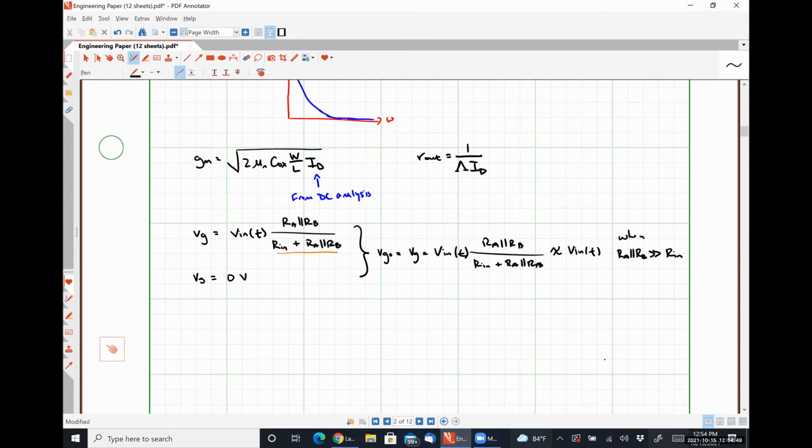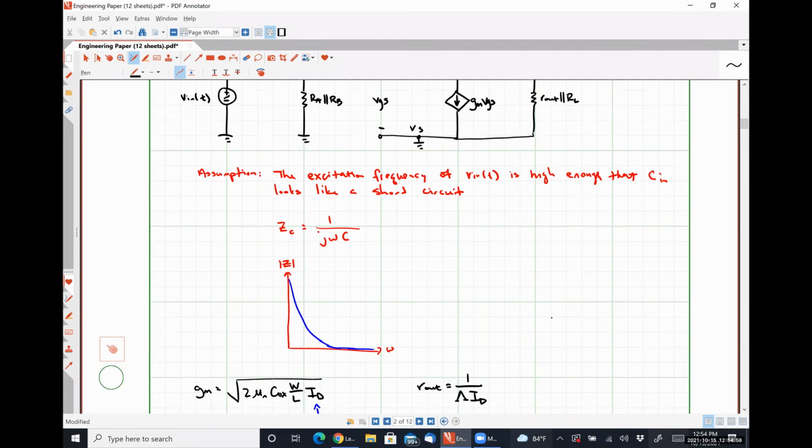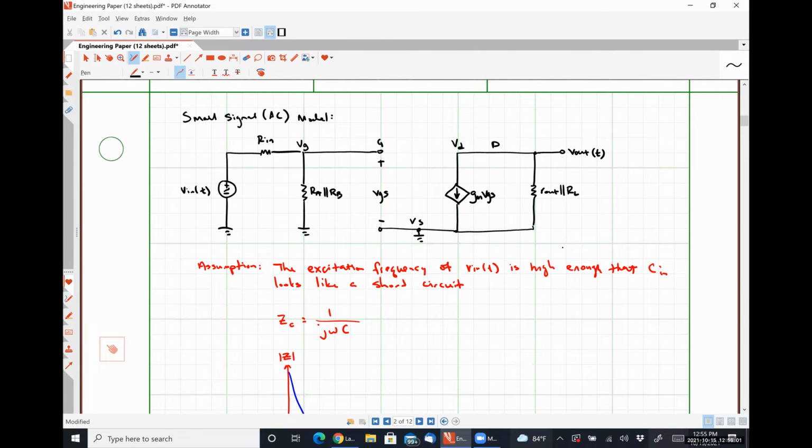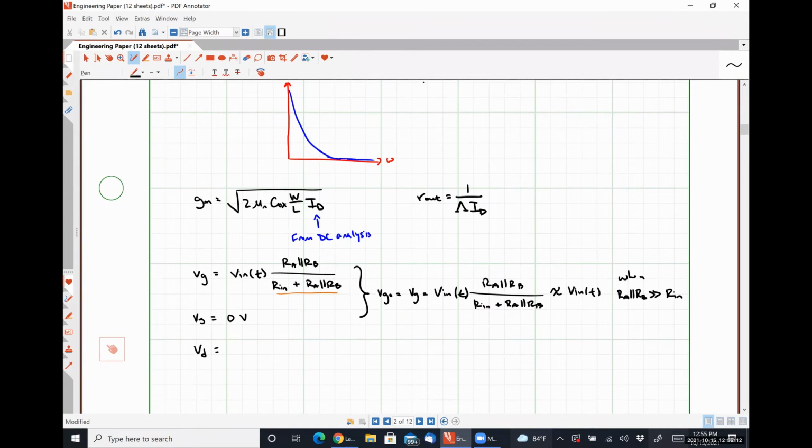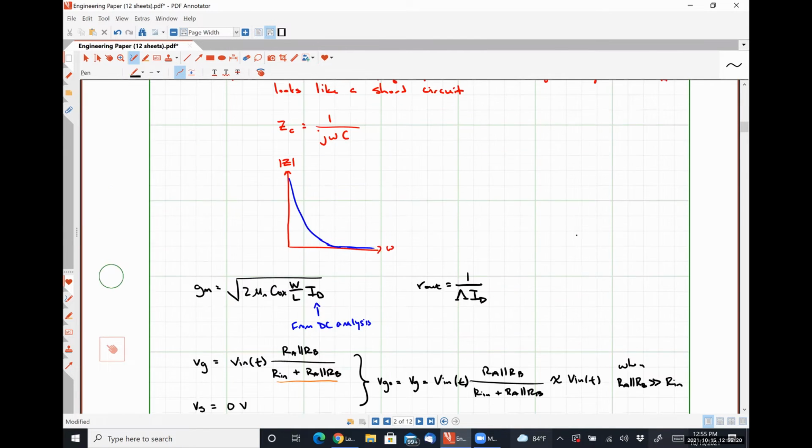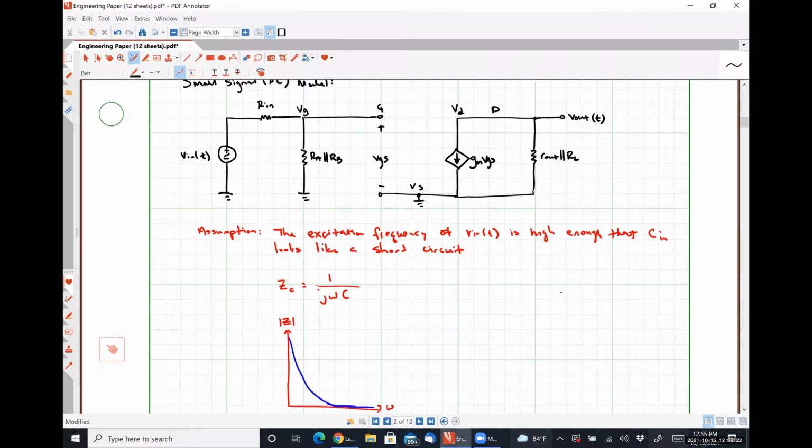All right, so we know what VG is, we know what VS is. How do we figure out what VD is? Well, I can see right off the bat that my nodal voltage VD is the exact same thing as my output voltage V out, because they're both measured from that top node at the drain with the source as the ground. Now, how do I determine that voltage?